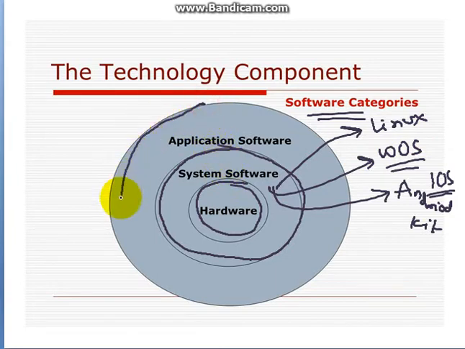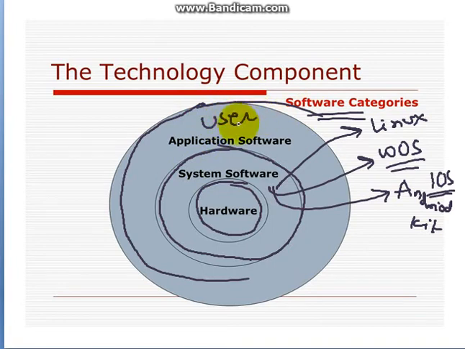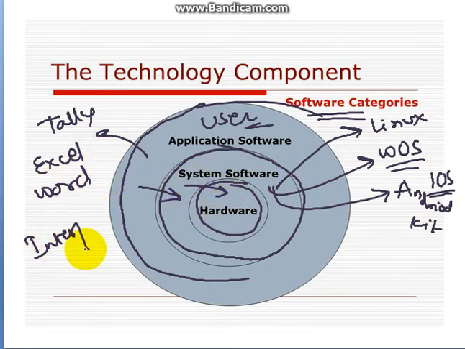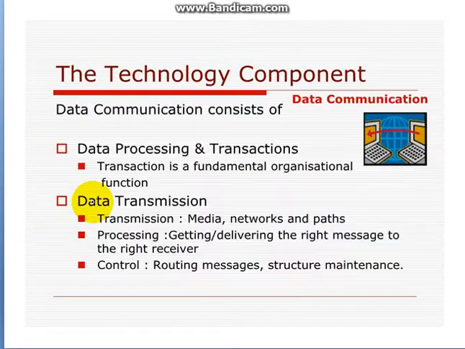And here is the application software which users use, for example Tally, Microsoft Excel, Word, PowerPoint. All these are application software which works in coordination with the system software, and the system software works in coordination with the hardware. So this is how they are interdependent, and this is the technology component which we are looking at.